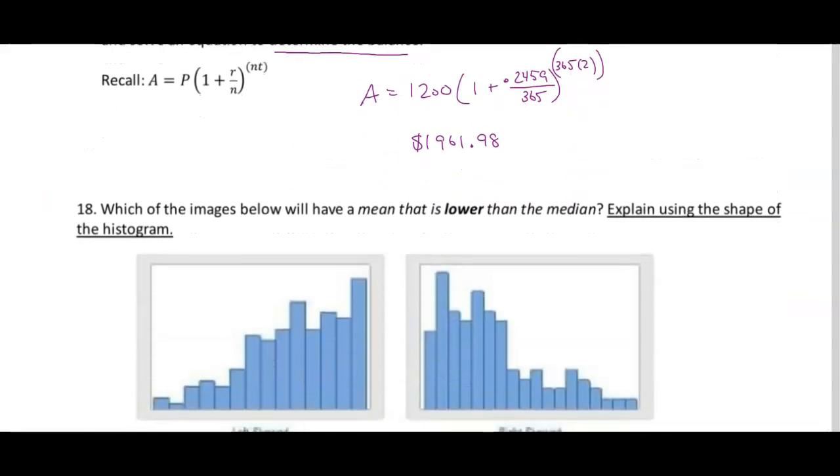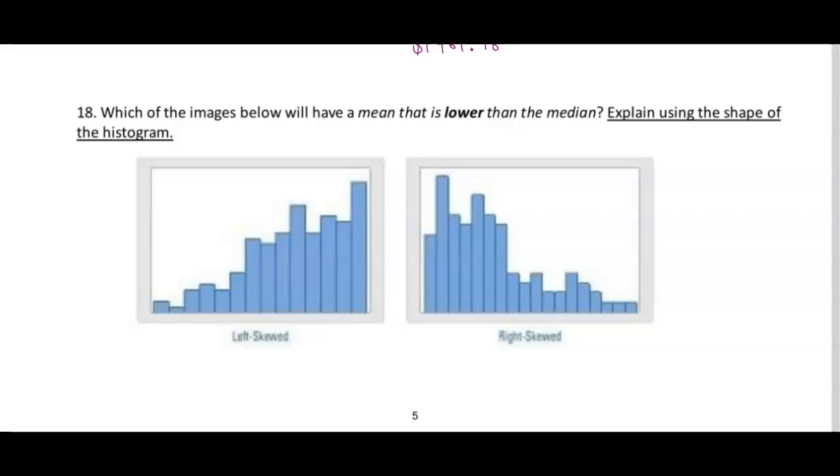Okay, which of the images below have a mean that is lower than the median? All right, so the mean is the calculation number, and the median would be the middle. So the only way the mean can be low is if we bring low numbers into the problem. Well, this graph does that. There's some extra low numbers at the end. This graph has most of the numbers low. So that's not going to bring it down. That's going to already be down.